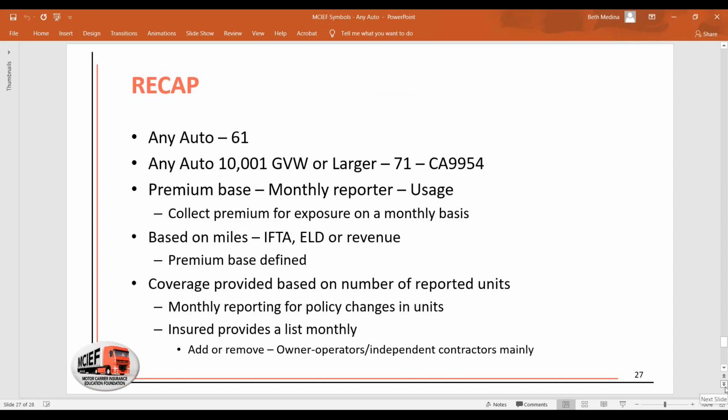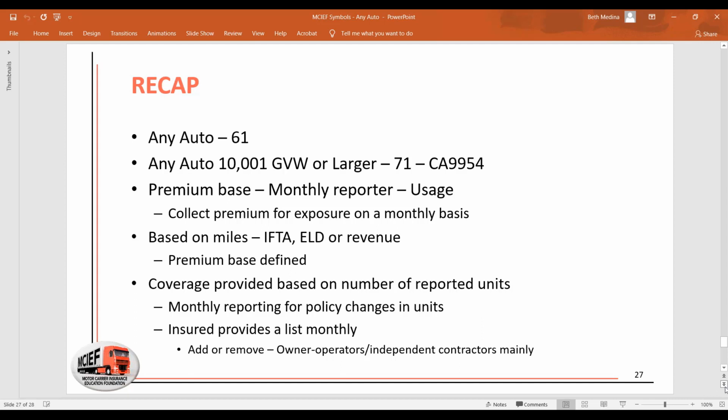So, any auto, symbol 1, 61. That includes private passenger, mopeds, motorcycles, and those things. The suggestion would be, for any auto over 10,000 GVW, that would be larger, symbol 71 using CA 9954. For the premium base, you want a monthly reporter. That gets back to how the vehicle is being used, and that's the better and fair measure to do this.